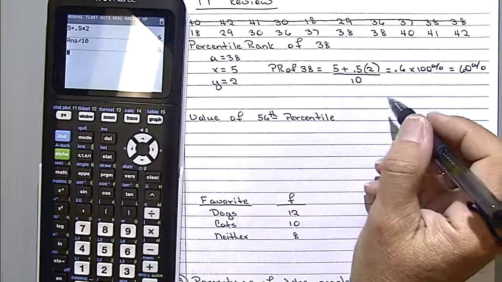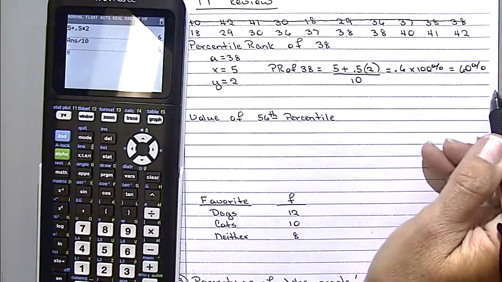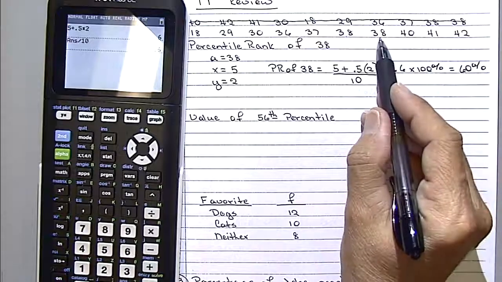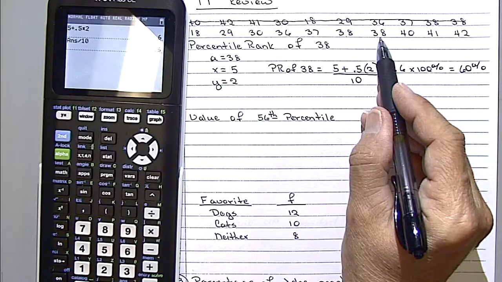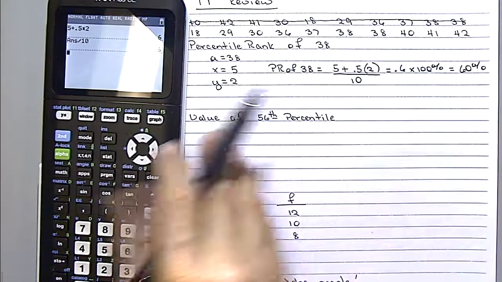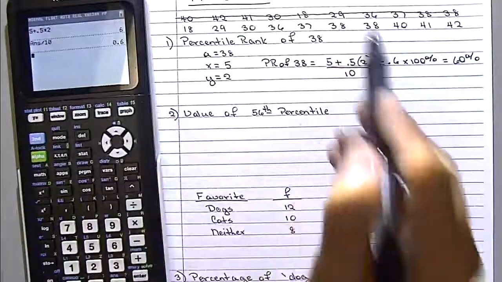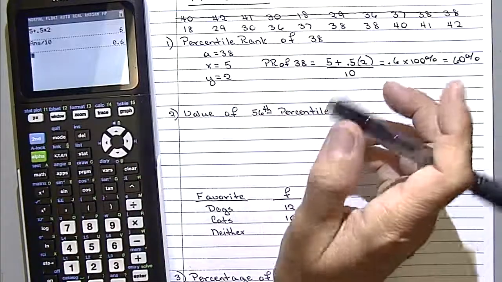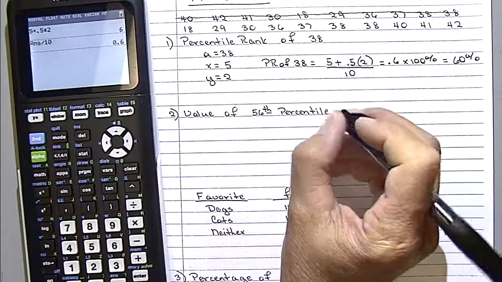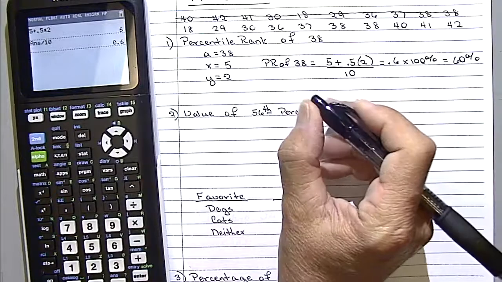What is that telling you? It's telling you that 60% of the data falls at or below 38. You got it? Be sure you can interpret it. It's more than just knowing how to calculate it. You have to know what it means. Look at my data set. Does it look kind of right? 60% is right at 38 or below it? I'd say that's a pretty good estimate if we were just eyeballing it, right?